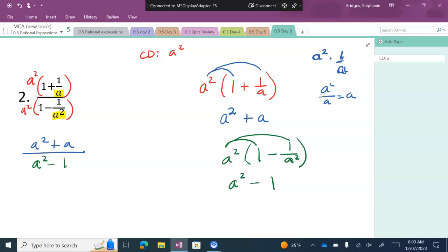Does a squared plus a factor? Yeah, what can I pull out? An a. And that's going to leave me with a plus 1. What about that denominator? A squared minus 1, does that factor? Yeah, they're both perfect squares, so we can break it up into 2. Square root of a squared is a. Square root of 1 is 1. 1 plus, 1 minus.